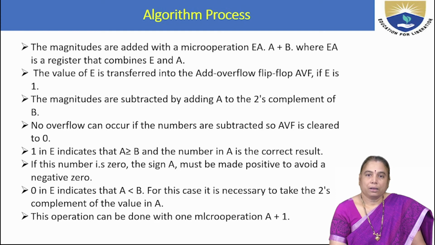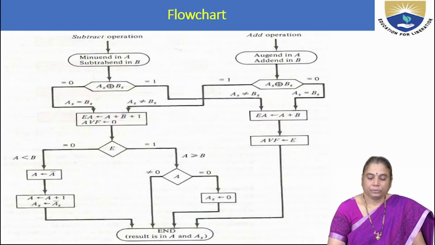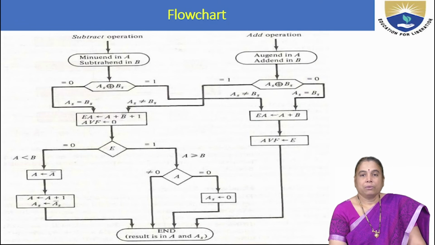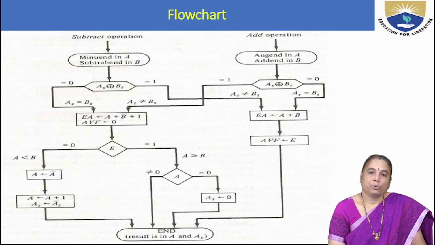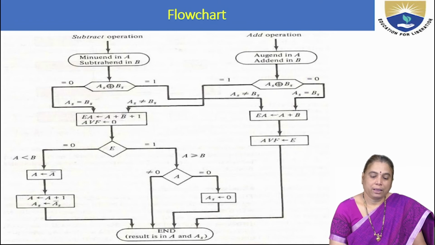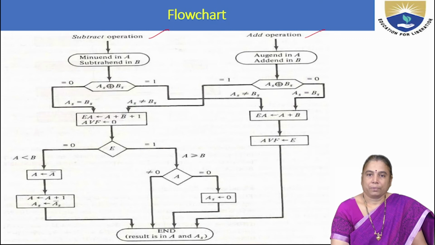What is the algorithm process? So here is the flowchart. With the flowchart, the process is explained. Two operations we are considering. One is the subtract operation. The second one is the addition operation.